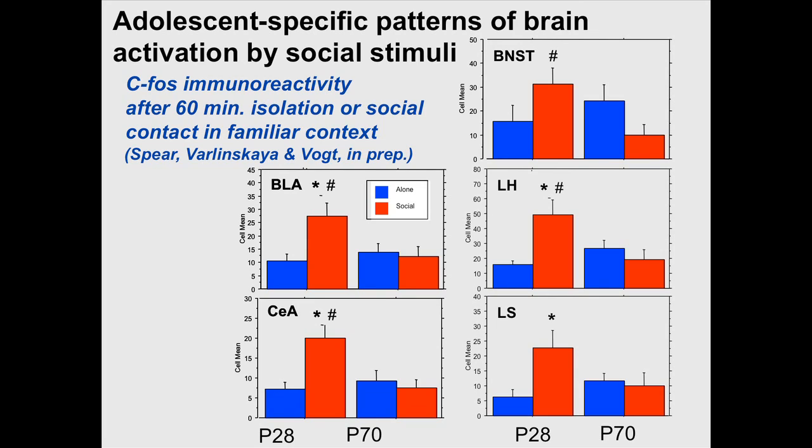As a matter of fact, amongst these 15 regions of interest, there was no brain region where the adults showed greater activation in the presence of a social stimulus than did the adults tested alone. So we're seeing a markedly different pattern. The social brain of an adolescent is different. This is the social brain of an adolescent, and you don't see that same social brain in an adult.